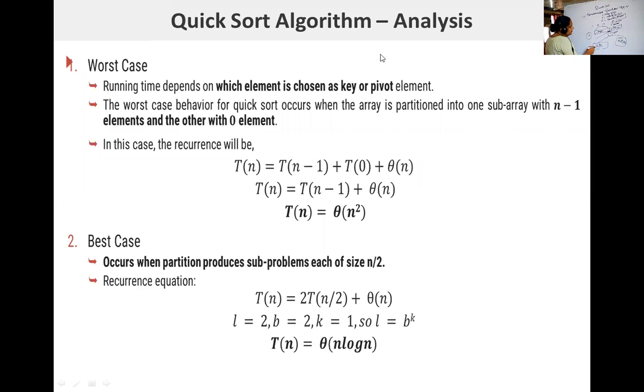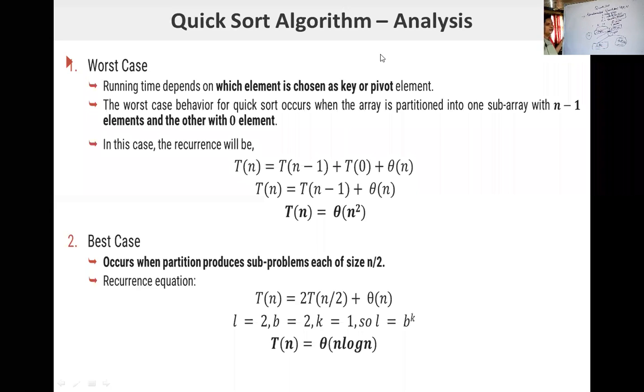That means these will be more and these will be small. So this is called randomized quicksort, and that is generally the average case complexity. Generally in case of average case complexity, we take randomized quicksort.